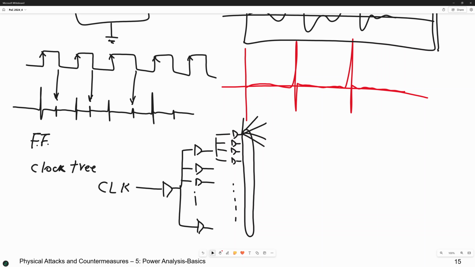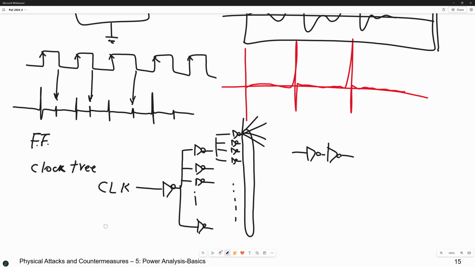Now, what are these buffers? How do you build the buffers? The buffer is only built by 2 inverters. Of course, you can make it better and say this is inverted and these are also inverted. Then just make sure the number of inverters in the clock buffer or clock tree is, for example, even. Then make sure that the signal is not negated.